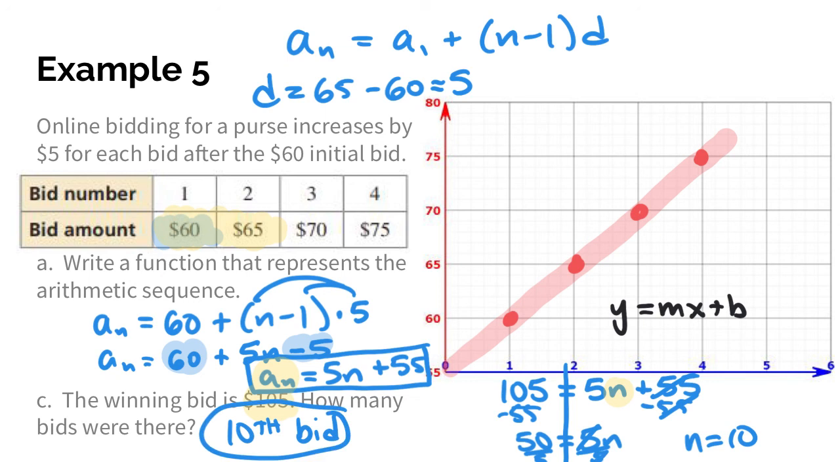All right, so that concludes the lesson for today on arithmetic sequences. So again, we learned how to recognize an arithmetic sequence, to include the number of terms and the common difference, and being able to write and use an arithmetic sequence given the number of terms.